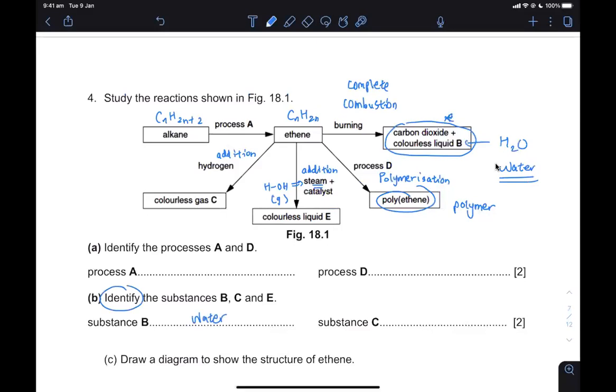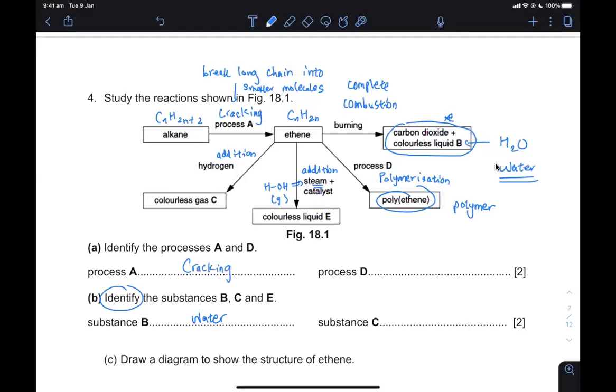And then process A, from alkane to alkene. So you're doing cracking. Am I correct? Yeah, cracking. How in the world do you get short alkenes? You do cracking. Cracking means you break long chains into small chains. So break a long chain, an alkane, into smaller molecules or shorter chains. So the process is called cracking.